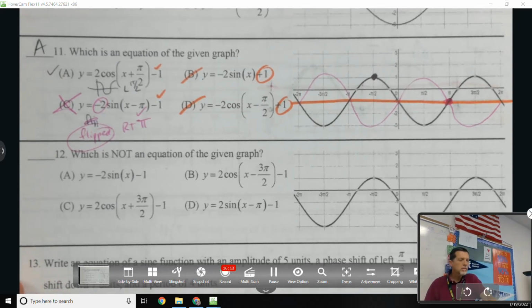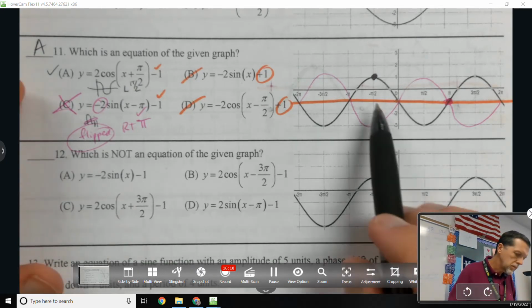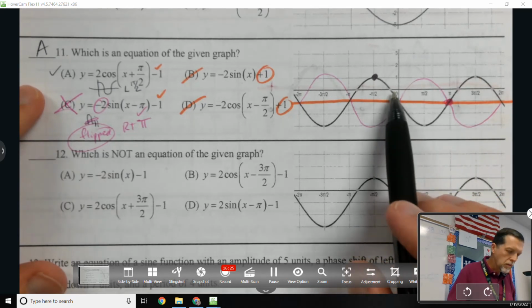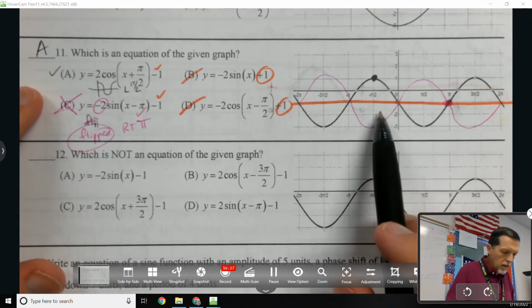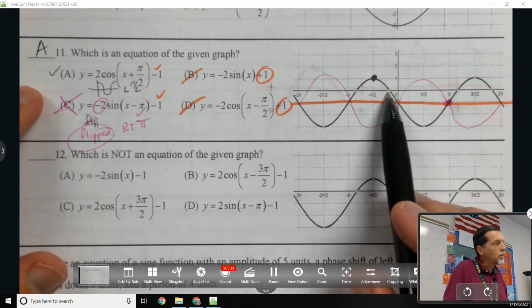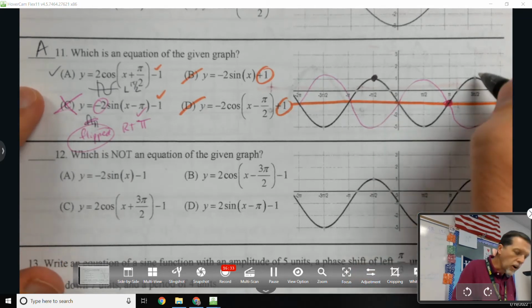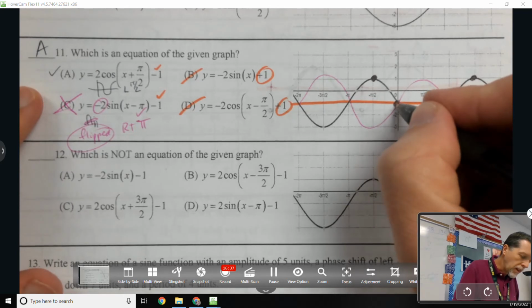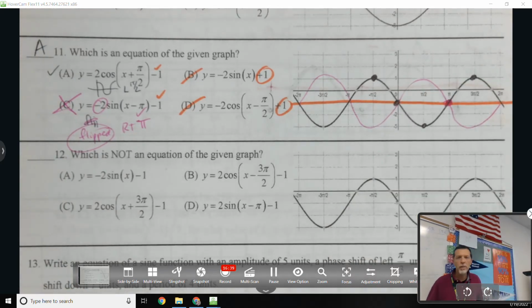What about the other points? Like there's a point between the negative pi over 2 and 0. Like right there? Yeah. That just happens to hit the axis there. That's not a key point that we're concerned with. All our key points are always maximums, minimums, and midlines. We're not worried about anything other than that.